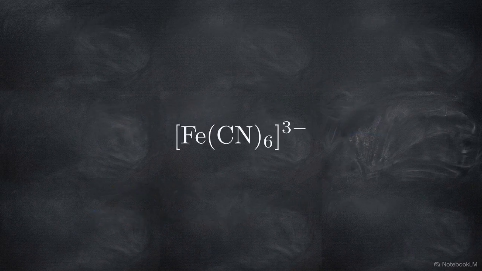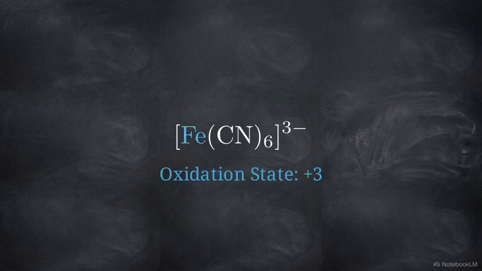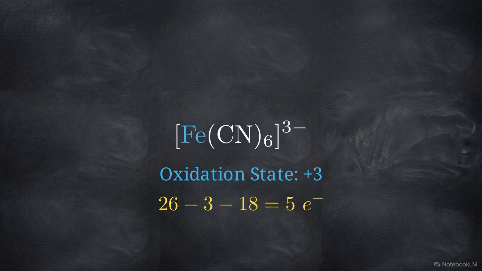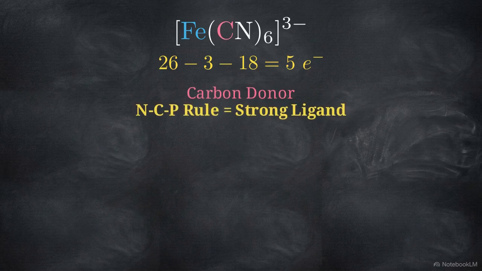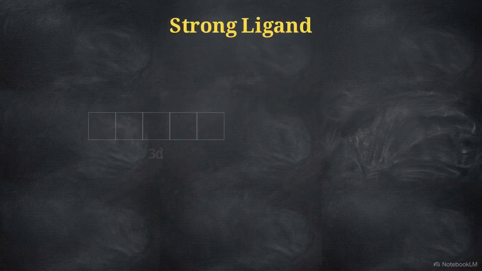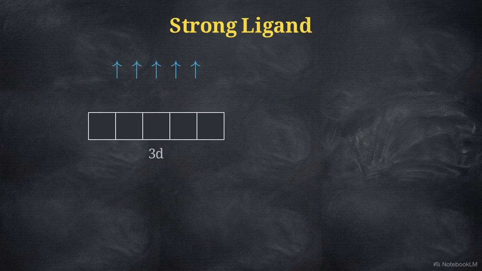Now look at this iron hexacyanide complex. Iron's oxidation state is +3. Atomic number 26, minus 3, minus 18 leaves us with 5 electrons. Cyanide has a carbon donor, putting it in the NCP category. This strong ligand forces the metal's electrons to pair up to make room for itself. Instead of spreading out across the 5 d boxes, these 5 electrons are packed into the first 3. This leaves the last 2 d boxes completely empty.